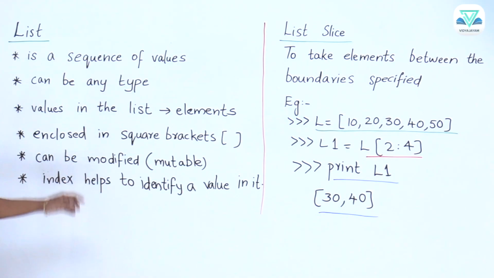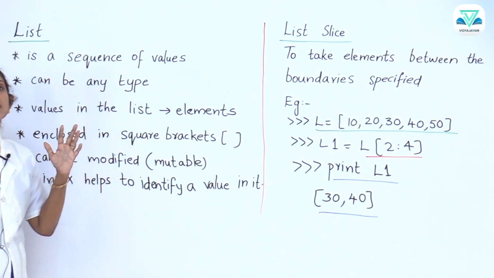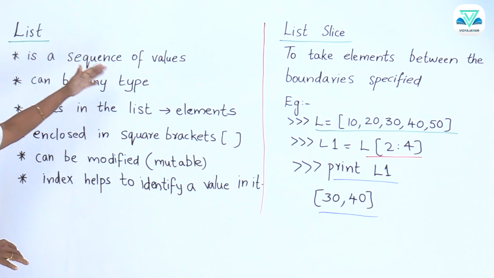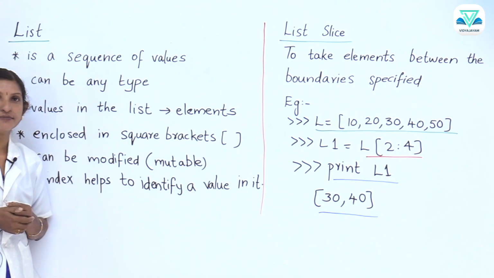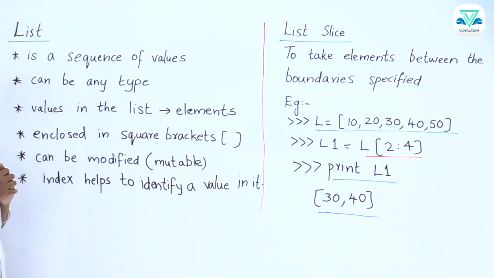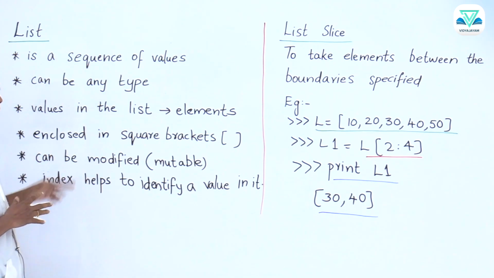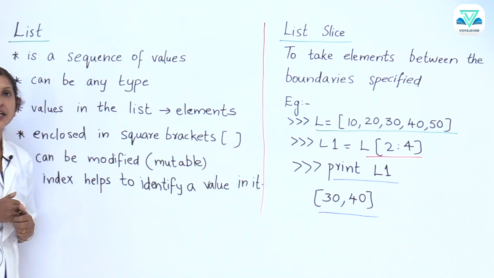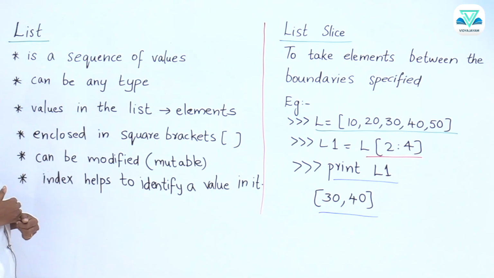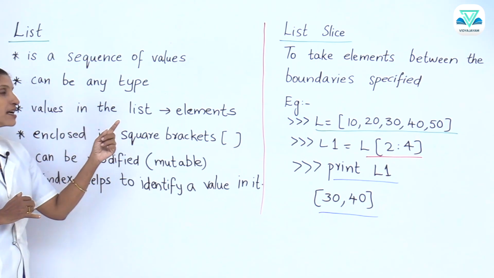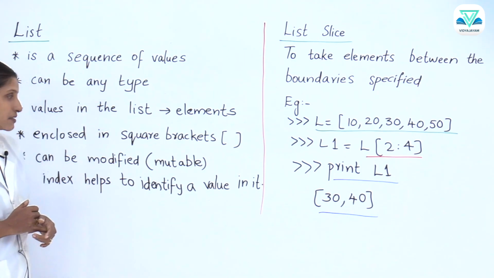Next, we are going to talk about lists. What is actually a list? A list is a sequence of values. That means we are able to store a group of values together in a list. It can be any type, any data type can be used. Values in the list are called elements.